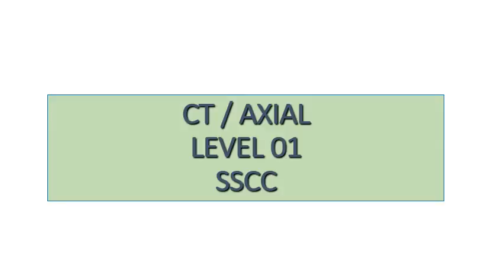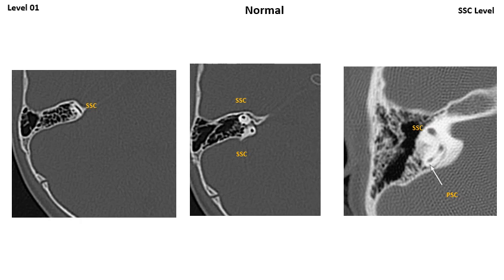In CT axial sections, starting from superior, we will find the first level, or the level of the superior semicircular canal. At level 1, we have three cuts. The upper cut, the superior canal will show as a line, and then the superior canal will show as two dots, a snake eye appearance, and then comes the level of the superior canal with the posterior canal. So three different cuts with different structures seen.